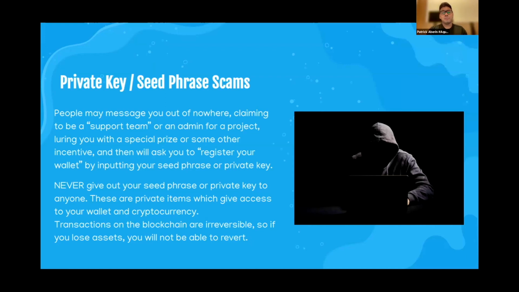So I really want to remind you all to never give out your seed phrase, never give out your private key to anyone. These are basically private keys which give access to your wallet and your cryptocurrency. If they end up accessing your wallet, they can do anything to your wallet, like transferring your cryptocurrency out or selling off your cryptocurrency. You won't be able to reverse those transactions because they are on the blockchain. And if you end up losing assets, unfortunately, you won't be able to revert.